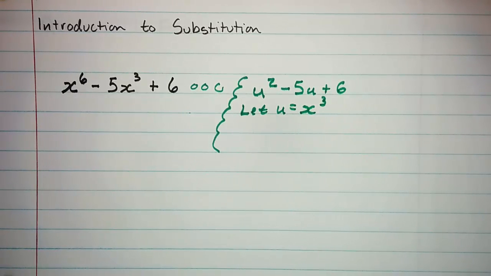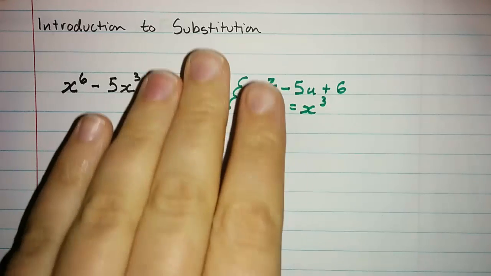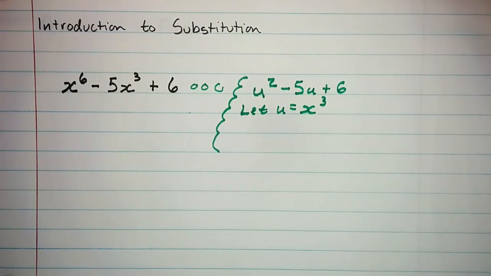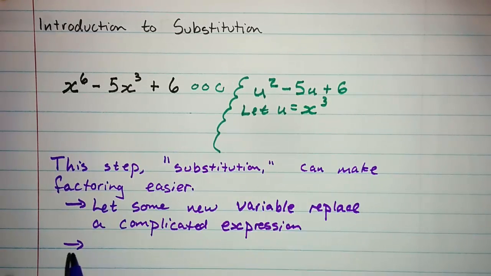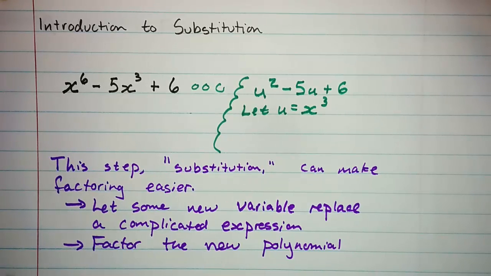This process, where we replace usually a more complicated variable expression by one that's easier to work with, is called substitution. And it's an advanced technique that we can use when factoring. Right, so what would we do? We would let some different letter equal a more complicated expression, and then we can factor the new polynomial and then substitute back. So what would we do here?